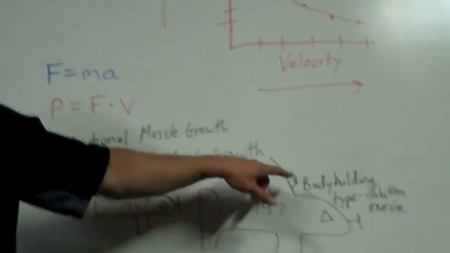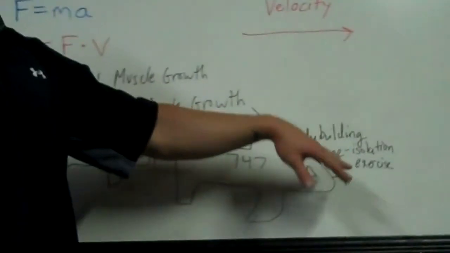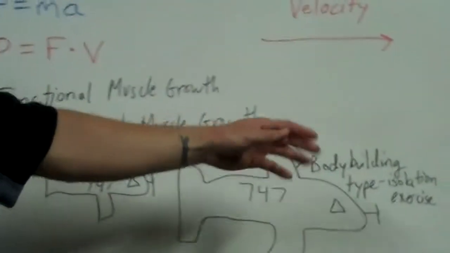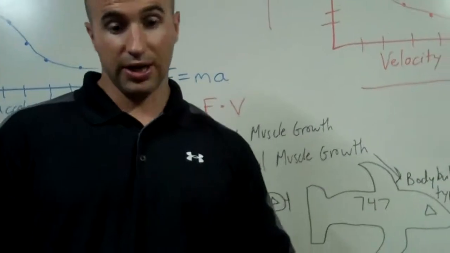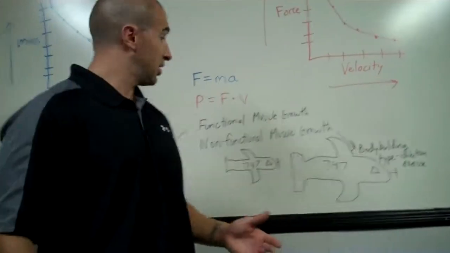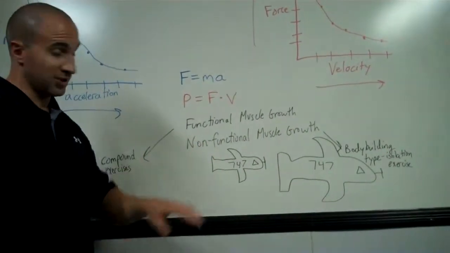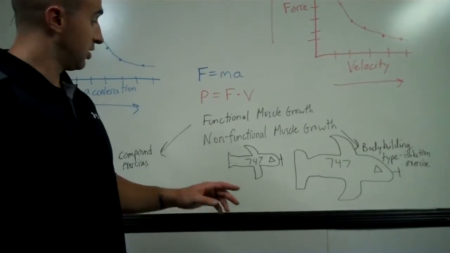Non-functional muscle growth, which you'll get from bodybuilding type exercises, isolation type exercises. You'll see that in a lot of bodybuilders, real looking, jacked looking guys, but they can't jump over a phone book. So non-functional muscle growth is not what you want as an athlete.